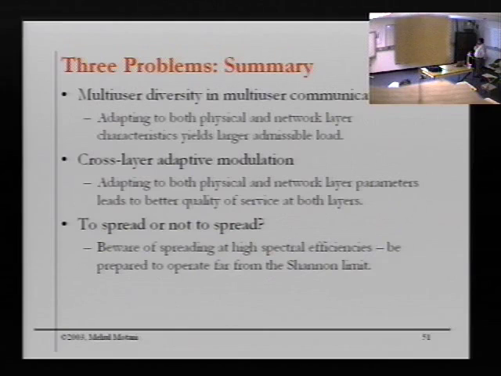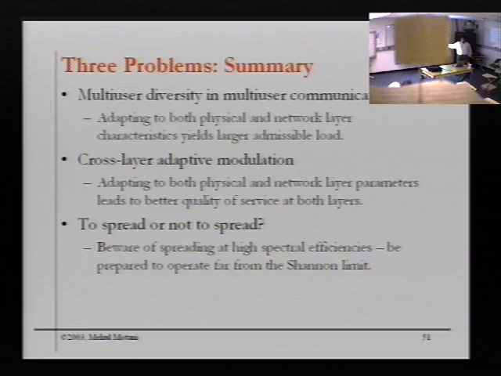Okay, so that's it. The summary, in reverse order, for the multi-user diversity: when you adapt to both physical and network layer characteristics, you get a higher admissible system load. So in a multi-user case, each user can pump in data at a higher average rate if my scheduling policy adapts to both physical and network layers. That's the conclusion we made from here. For the cross layer, for the single user, we saw that we can get a better quality of service for both layers when you adapt to both physical and network layer.